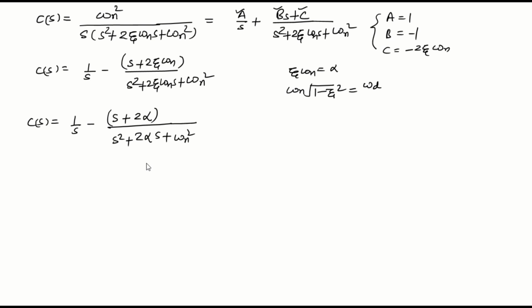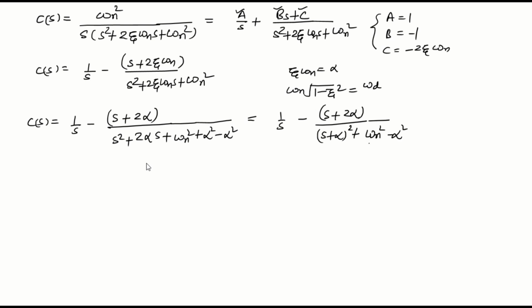Now in this equation I cannot directly calculate the inverse Laplace of C(s) until I make this expression into some standard form. To make this into a standard form, I'm adding alpha square and subtracting alpha square in the denominator. So this will now become 1 by s minus s plus 2 alpha divided by s plus alpha whole square plus omega n square minus alpha square.